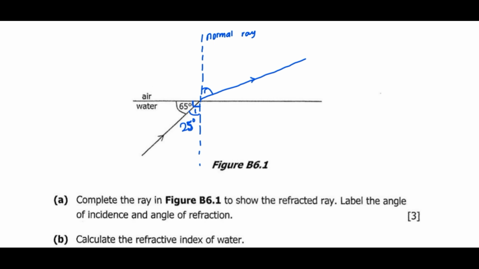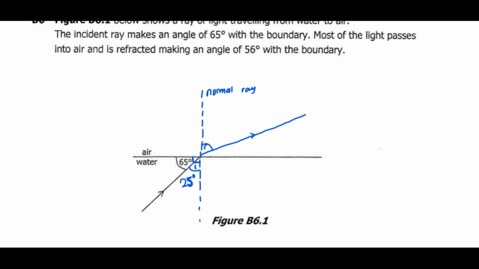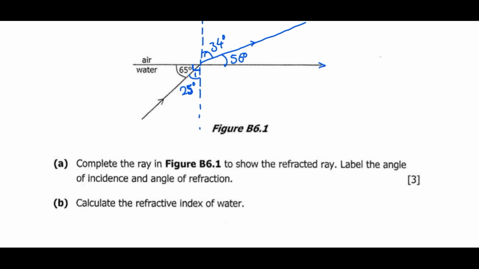Then what else do we have? Let's go back to this. So we can see that it makes an angle of 56 with the boundary. So the boundary is this one. So here we get 56. So how can we find the angle of refraction? So this will be 90 minus 56. So we have 34 degrees here. So for the first question, we are done. We've labeled the angle of incidence and angle of refraction.